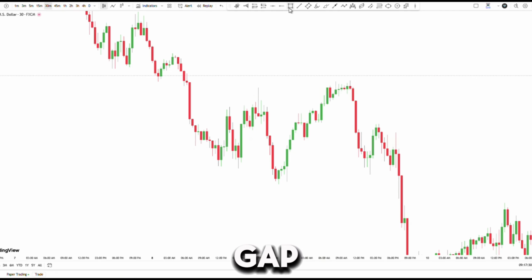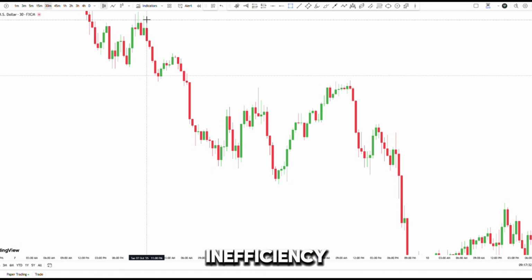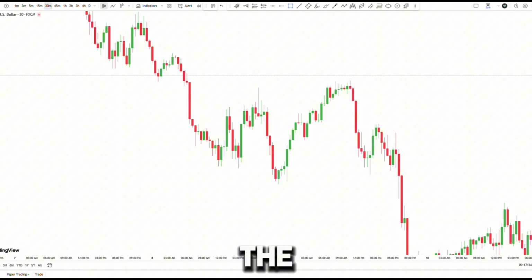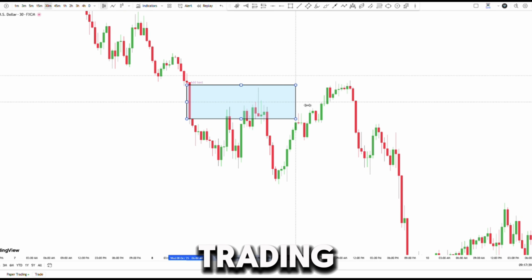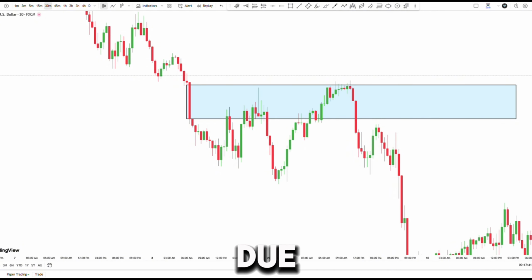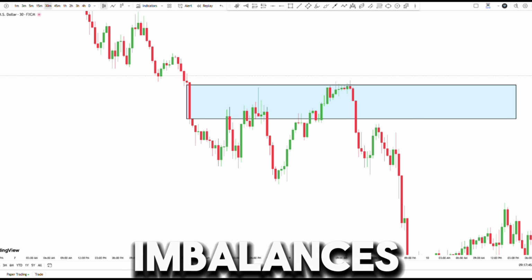A fair value gap is essentially a price imbalance or inefficiency on the chart, created when the market moves rapidly in one direction, leaving a gap where little to no trading occurred. This often happens due to strong institutional buying or selling, like during news events or order imbalances.